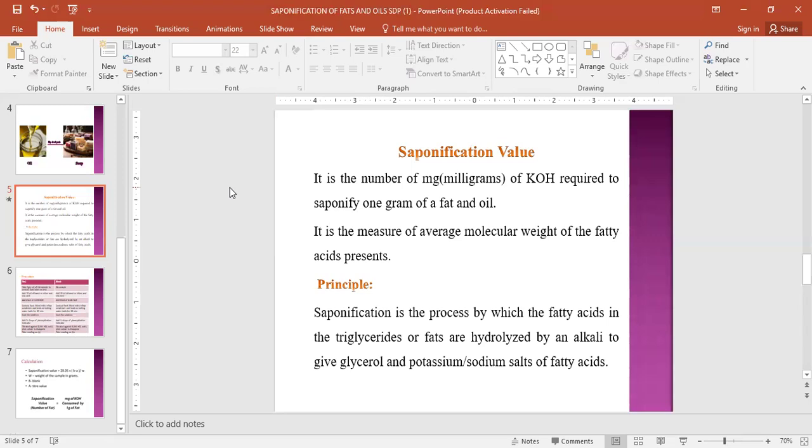So this saponification value is used to measure the average molecular weight of the fatty acid which is present in that particular fat or oil. The principle behind this saponification value is a process by which the fatty acid in the triglyceride, any fat or oil, is hydrolyzed by the alkali solution with the formation of the salt of the free fatty acid. This is the saponification.